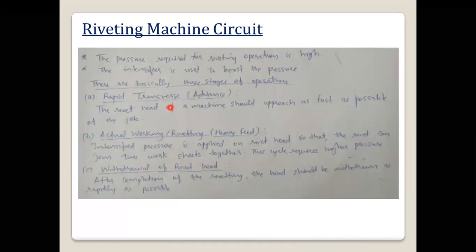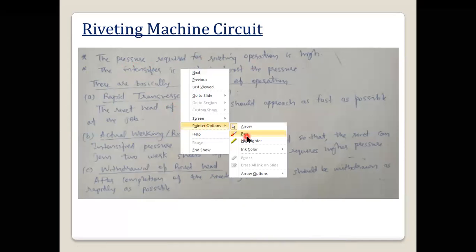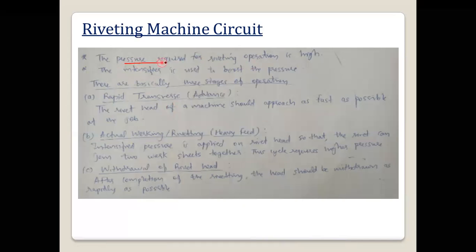Okay, so the next circuit is the riveting machine circuit. Here, for the riveting machine, the pressure required is very high for the riveting operation. For that case, the intensifier is used to boost the pressure. So we are using the pressure intensifier, which normally boosts the pressure, that is, it will increase the pressure.